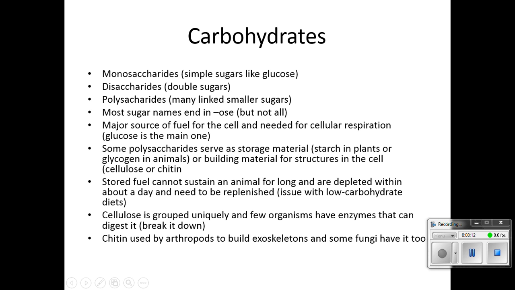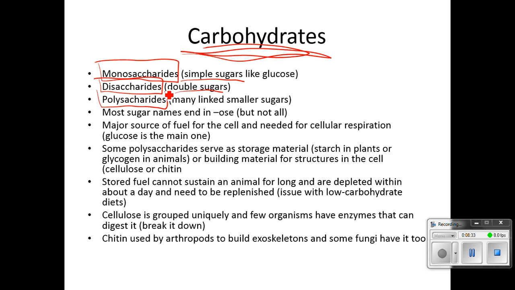So let's talk a little bit about some of these different macromolecules. Carbohydrates are what we call complex or just regular carbohydrates, but they're all made out of simple sugars, which are called monosaccharides. Disaccharides are double sugars, so a little bit more complex. Polysaccharides are multiple sugars linked together. So most carbohydrates are going to be some kind of a polysaccharide.